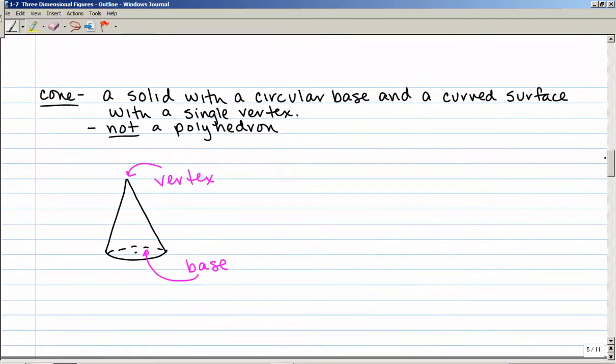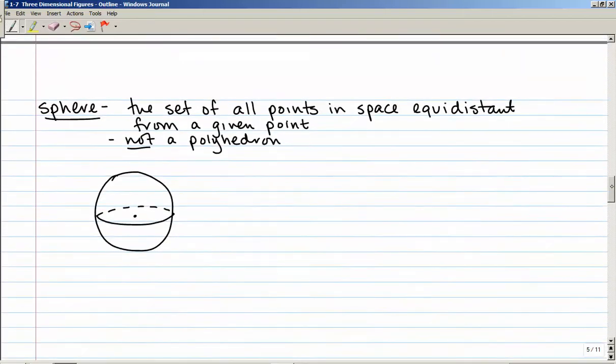A cone is also not a polyhedron, but it's a solid that has a circular base and a curved surface that meets at the top with a single vertex. So the base is a circle and the vertex is this point at the top. And a sphere is also not a polyhedron, and it's defined as the set of all points in space that are equidistant from a given point. And you all know what a sphere is. It's basically a ball.